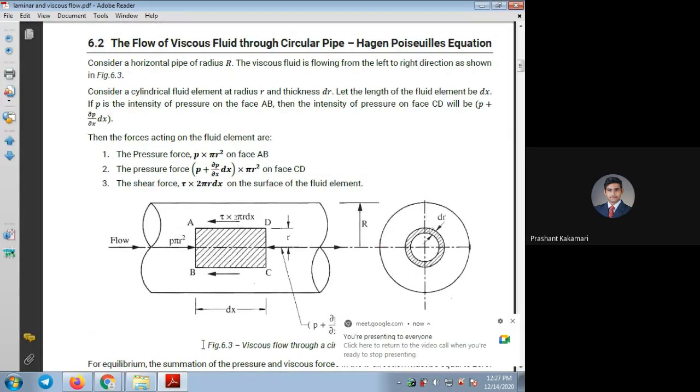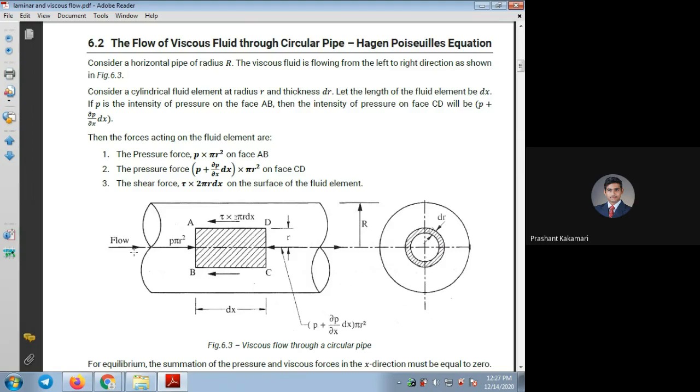So here we need to consider a horizontal pipe of radius r that is given here. Then a viscous fluid, this is very important here. We need to consider an incompressible viscous fluid which is flowing inside this pipe of radius r, in the direction from left to right. So that direction is also given here.